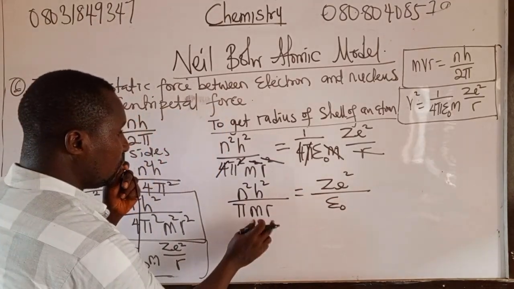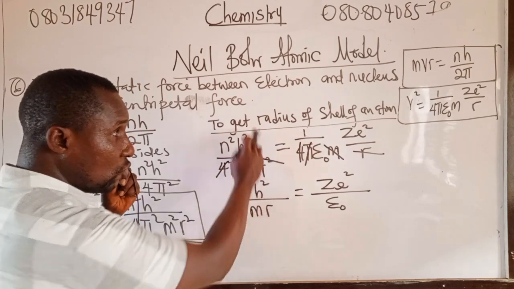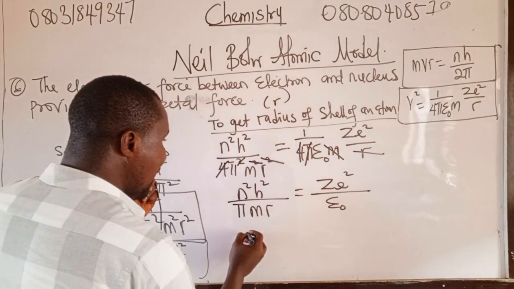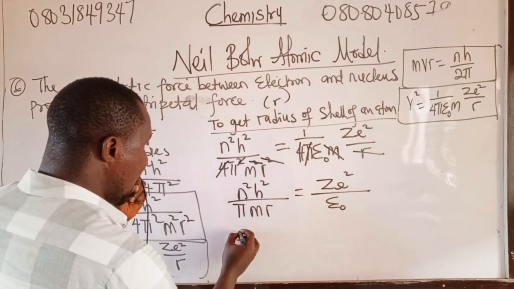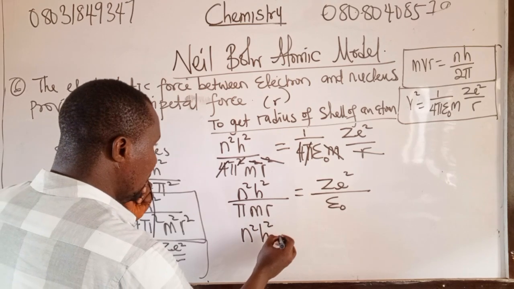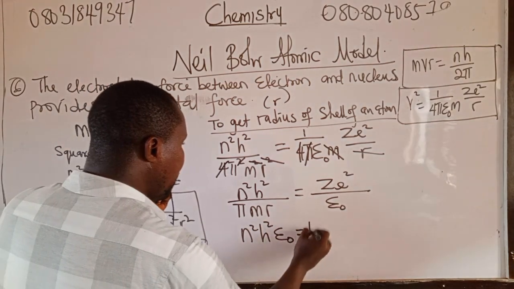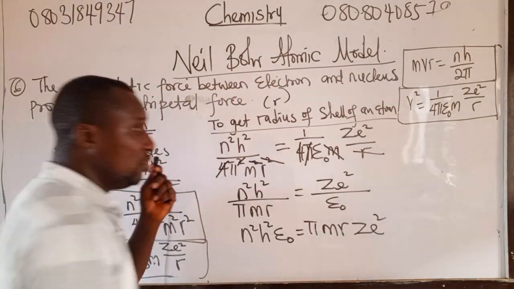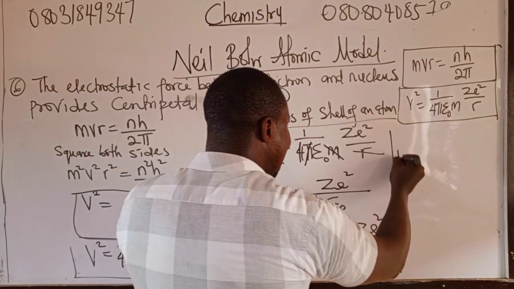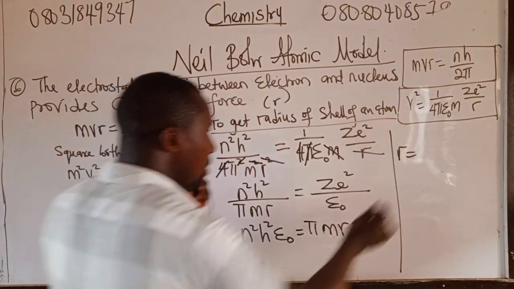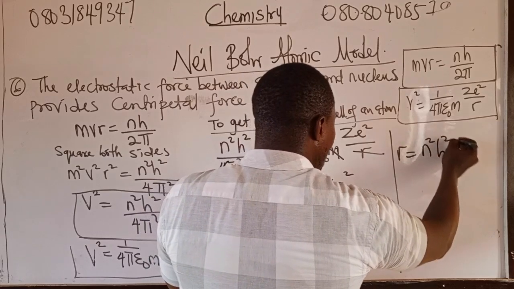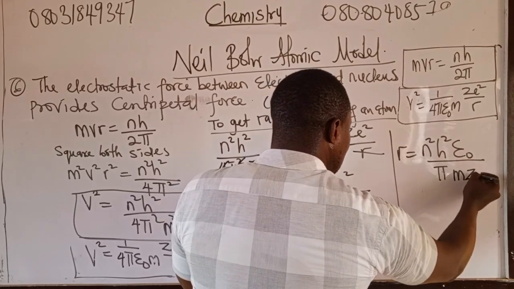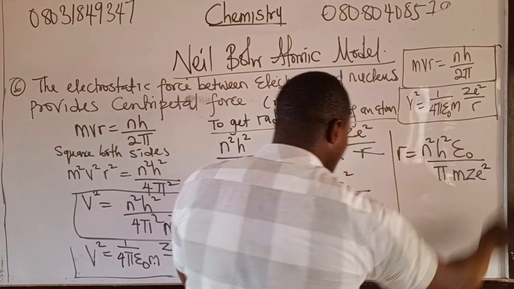I want to make r the subject of the formula. I want to get the radius. Don't forget. We cross multiply, and we have n square h square epsilon naught equal to pi m r z e square. Make r the subject of the formula. And we have r equal to n square h square epsilon naught over pi m z e square.